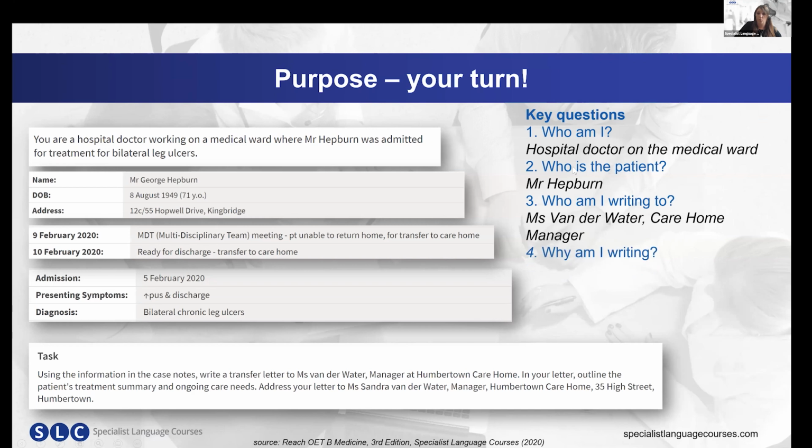Then we have, why am I writing? So we've got two places for us to look. We need to check to see if there's any information in the notes on the type of letter. And then we come here and we find we need to write a transfer letter, and we need to outline the patient's treatment summary and their ongoing care needs.